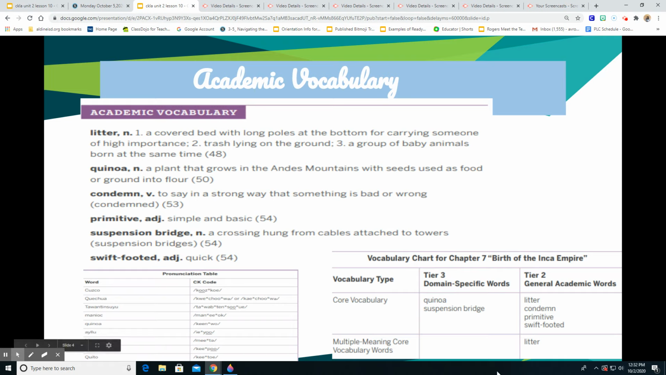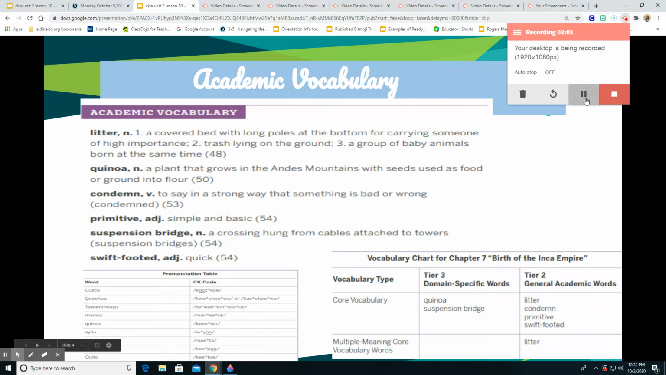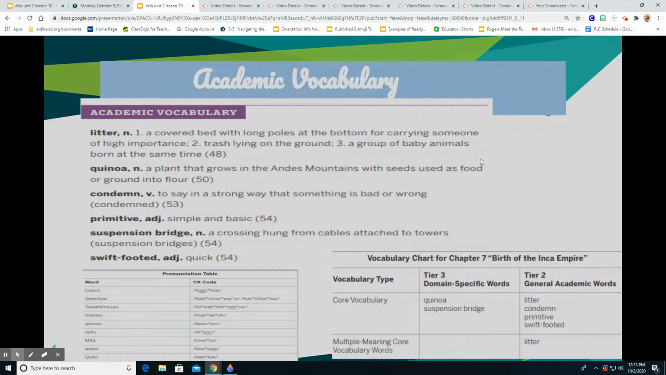Boys and girls, I encourage you to write these down in your journal. Make sure that you create sentences with these words and start to implement these words into your everyday vocabulary. And take some time and look at your pronunciation table so that you're aware, boys and girls, of the words that you're going to need to know how to pronounce, your vocabulary chart, and just implement these into your everyday vocabulary. And as you write and continue to write throughout this lesson and read, just make sure that you're aware and you look at these words that you're reading.